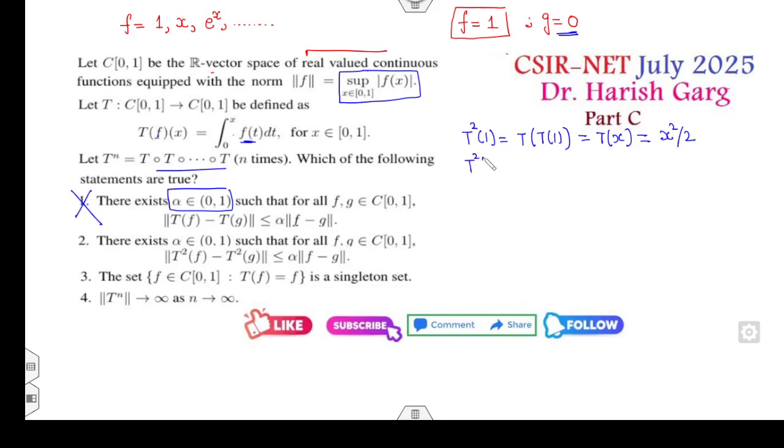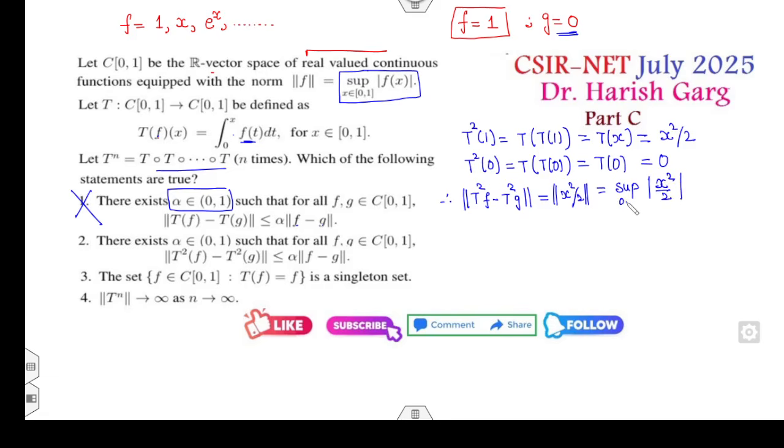And what is the value of T square of 0? T square of 0 is my T of 0. Fine. T of 0 is 0. So therefore, you can calculate the norm of T square f minus T square g. That number will be the norm of x square divided by 2, so that will give you the supremum of x square divided by 2 from 0 to 1. So that number will give you half. Find the maximum value of x square, which is occurring at 1.